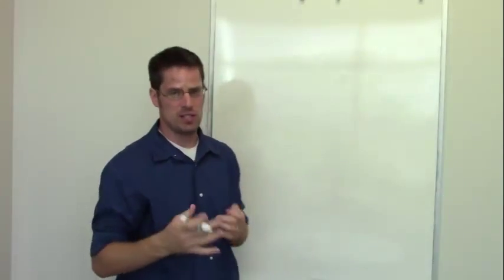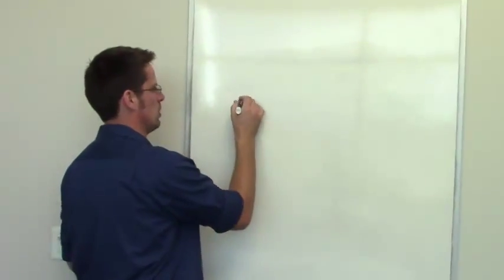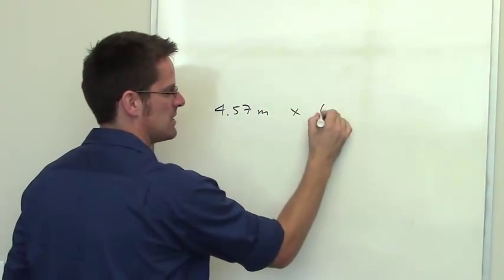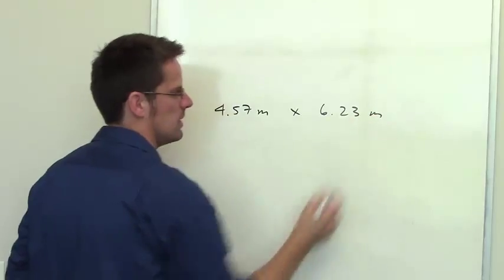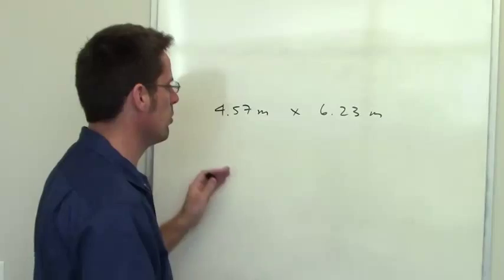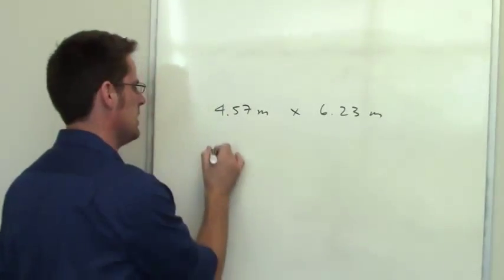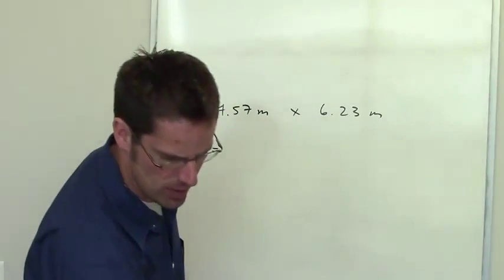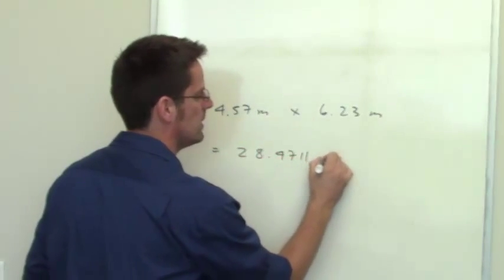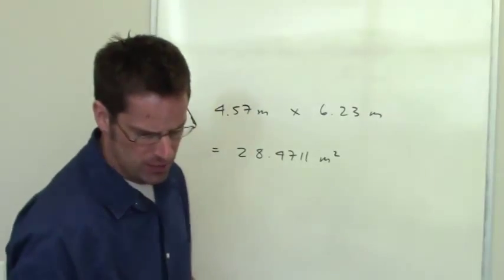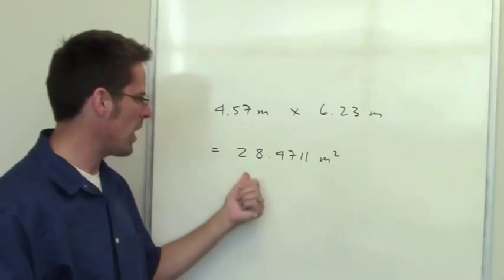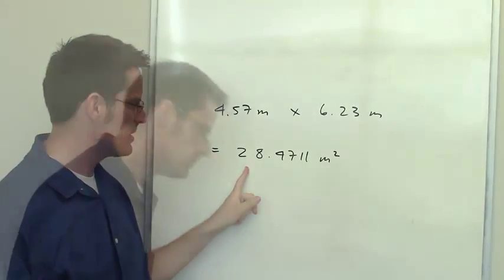Let's suppose, for example, that I had measured the width of a room to be 4.57 meters and its length to be 6.23 meters. If I were asked to report its area, what I would initially do, of course, is multiply the width by the length. If you do this on your calculator, the answer that you end up getting is 28.4711 square meters. But if I were asked to report this area in a scientific journal, would I write out the final area as being this?